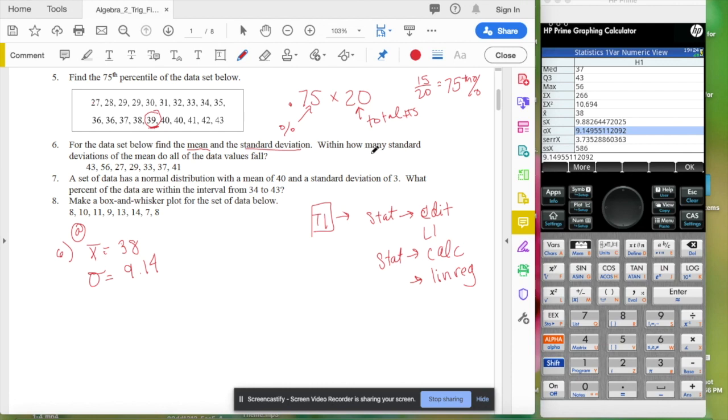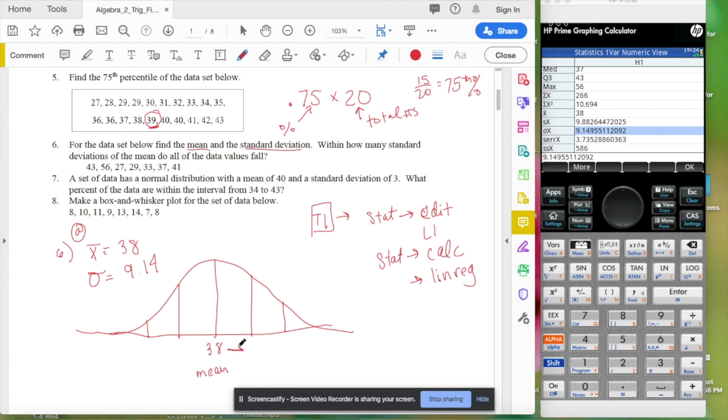And then it says, within how many standard deviations of the mean do the data values fall? So remember, our standard deviation curve kind of looks like this. Sorry, guys, I'm drawing on a tablet, so it's pretty bad here. Okay, so we got 38 as our mean. You always want to put your mean in the center. Don't accidentally put your median.